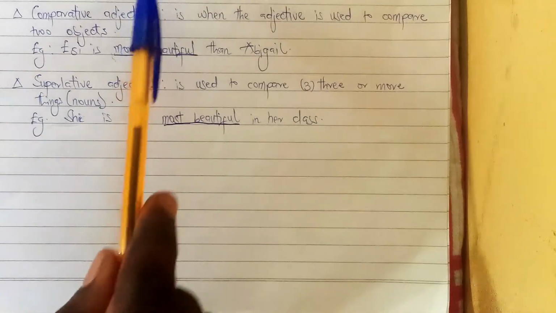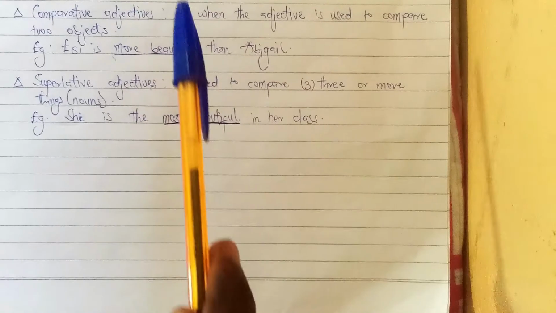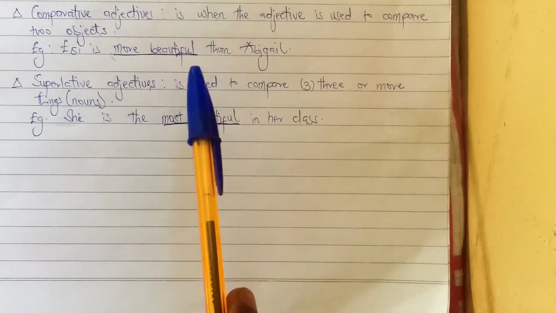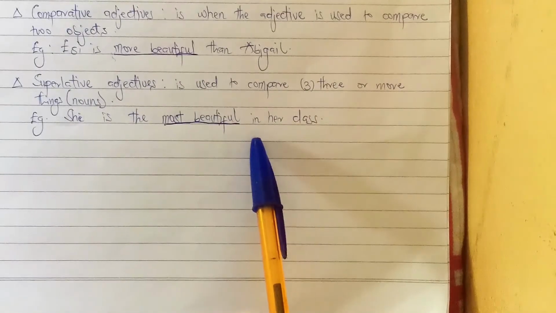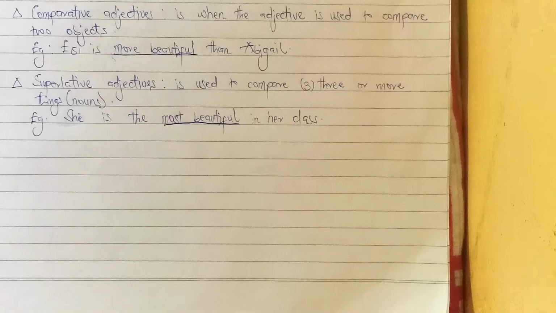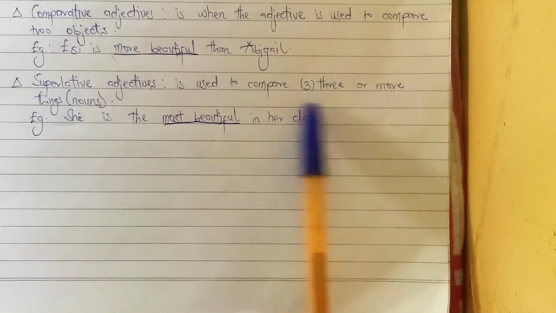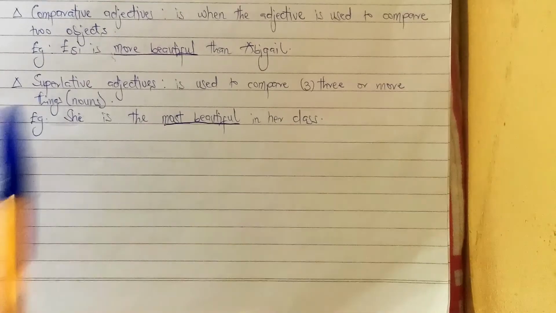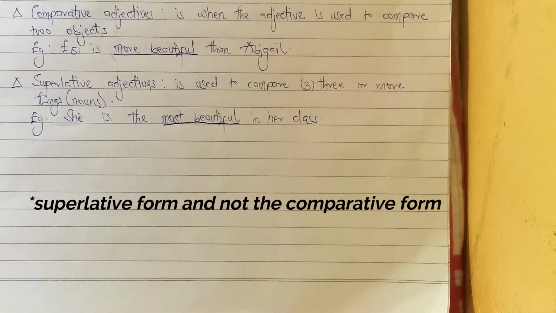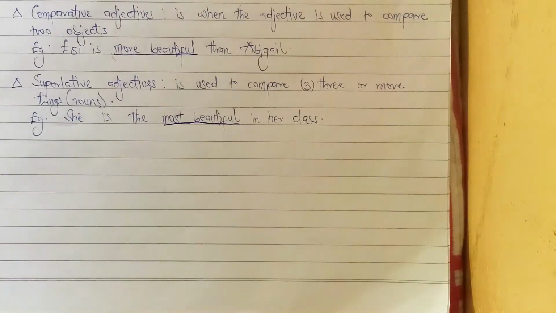So beautiful was changed to the comparative form as more beautiful, and then to the superlative form as most beautiful. Now you should note that her class was used. That is, there are more than 3 persons in her class, and that is why we use the superlative form, not the comparative form.